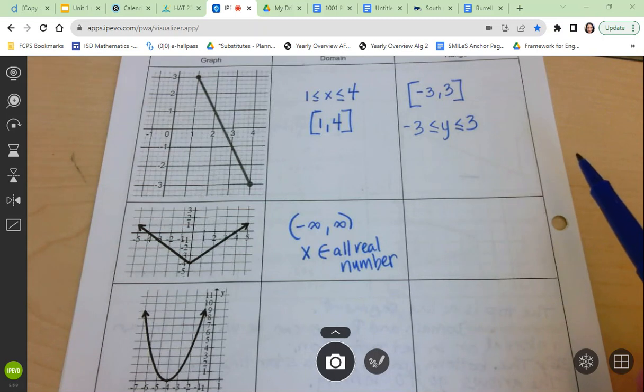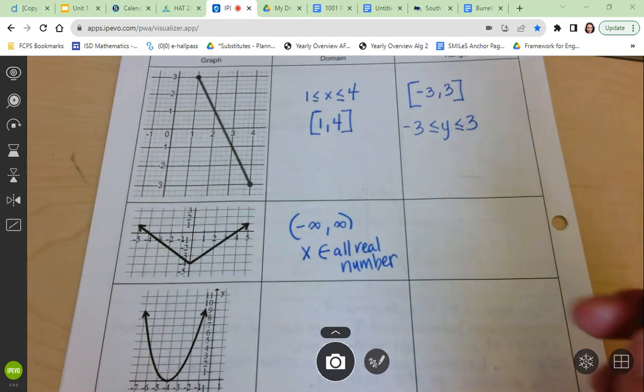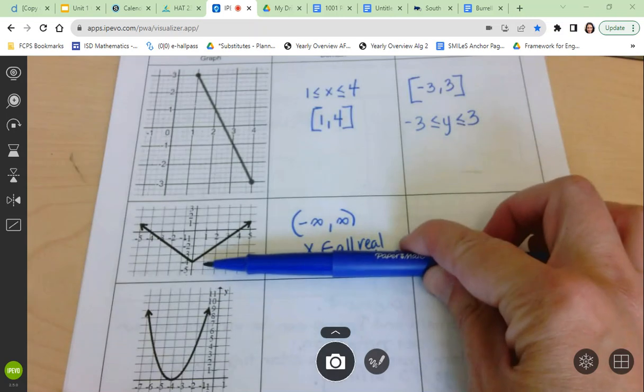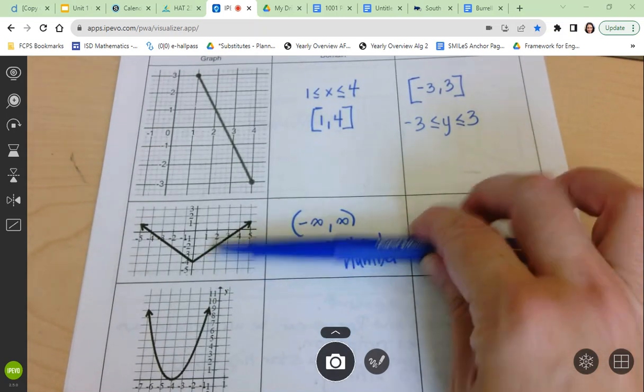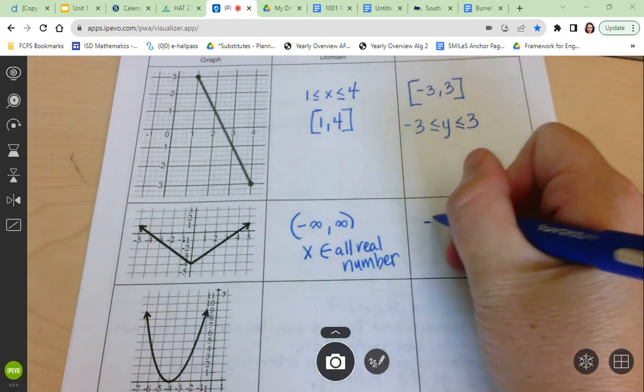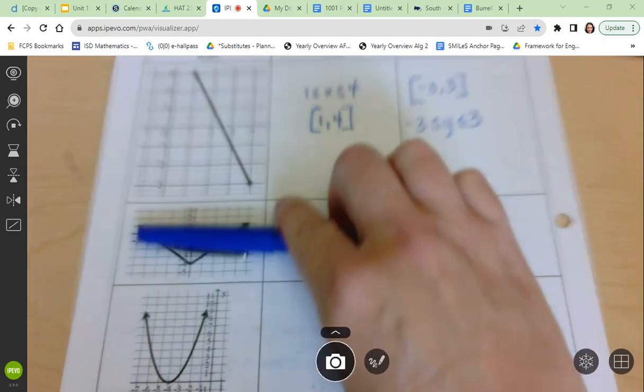However, the range is not going to be all real numbers because it has a bottom point. What's our smallest y value? -4. So we're going to start at -4, and then we do go up to infinity.